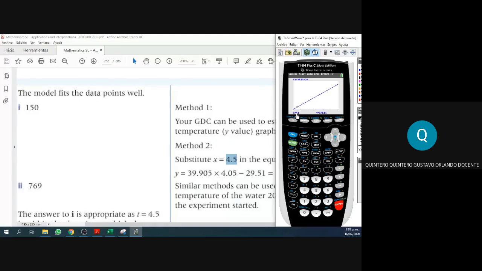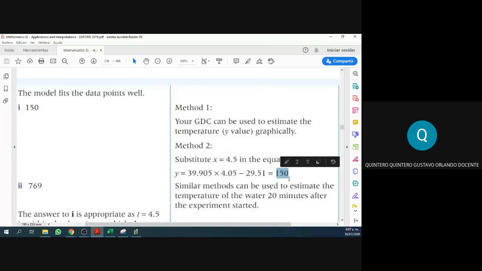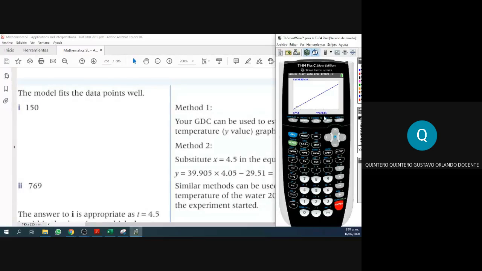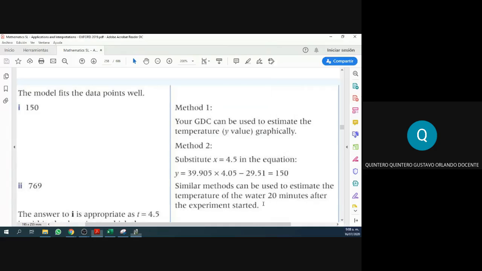X being 4.5 will give us a value y of 149.55. So really close to 150. Really close. This is the graphing method. And we can also use it to find the value of y. Now, once I do that, the calculator will give me a mistake. Look, second calculate value, and I just press 20 in here. I'm doing this one, 20 minutes. I want to find the y value for 20 minutes.